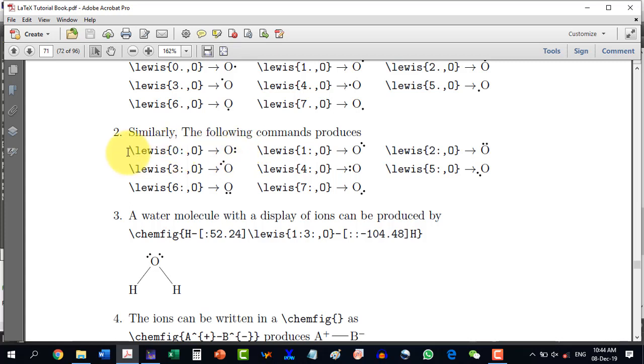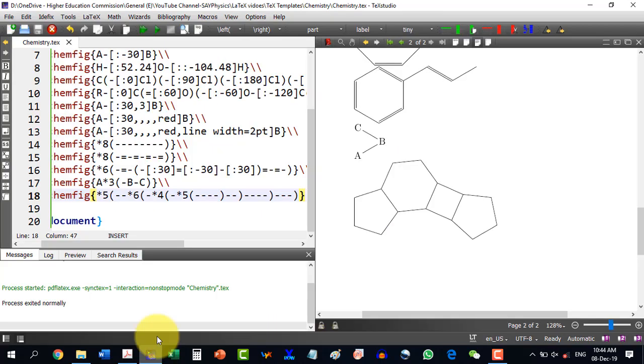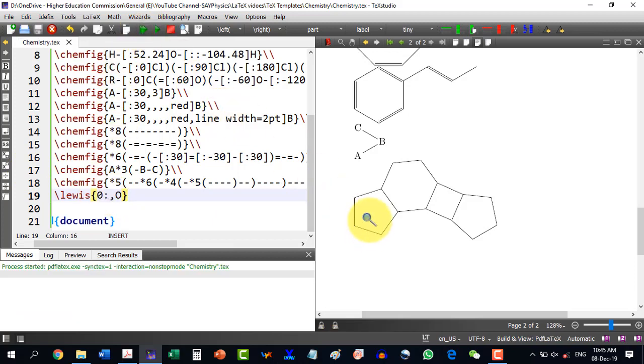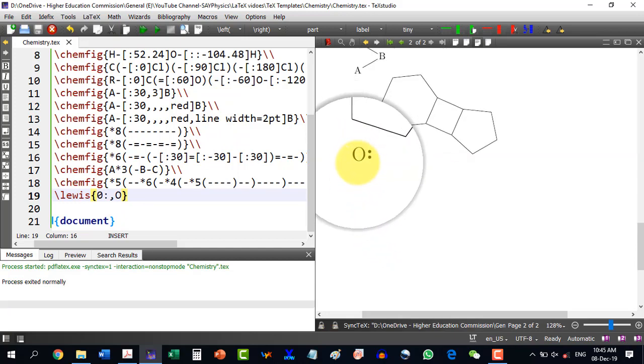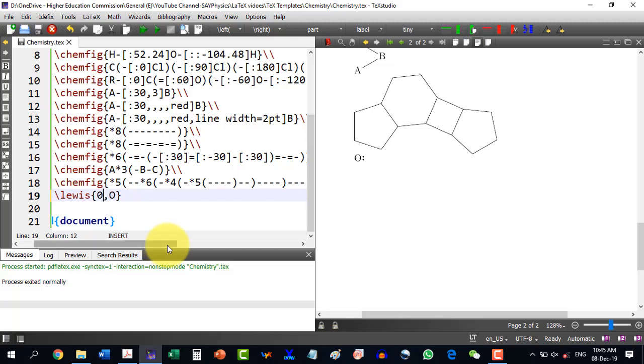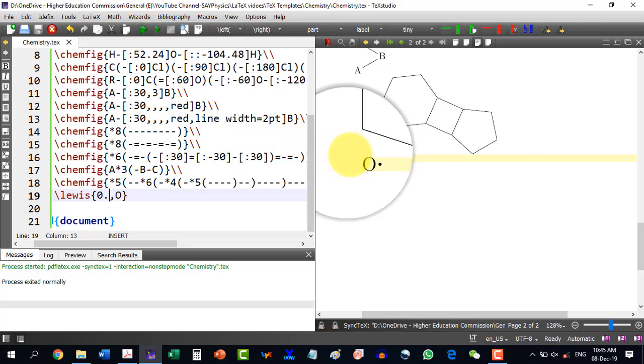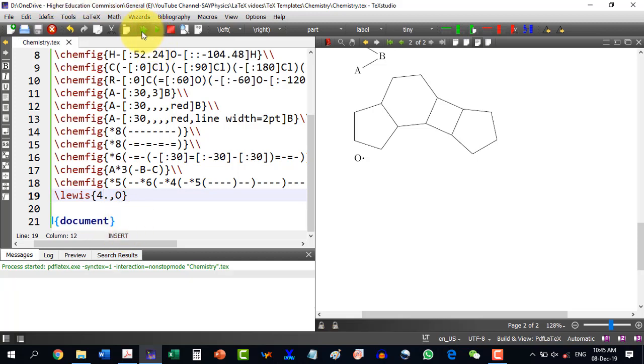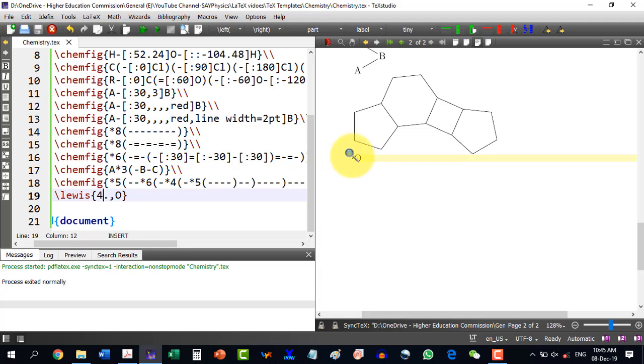So I will copy this and I will paste here. Now what this command means: oxygen will be with 2 electrons at 0 degree. And it is showing oxygen with 2 electrons at 0 degree. If I change this one to a full stop, then it will be showing 1 electron there. So I can change the angle from 0. If I now move to 180, it will come on the other side, but for 180 degree I will have to write 4 because it will be in the multiple of 45. So it will come to the other side, and here it is.